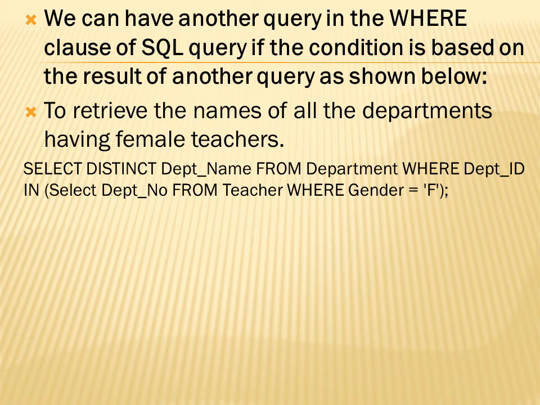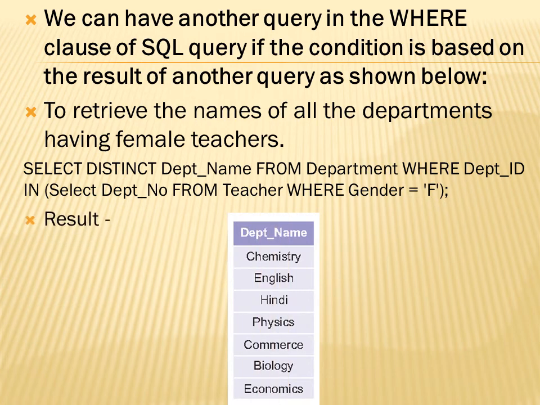So we are using this another query and we are putting it inside the bracket. When it gets executed, the bracket one gets executed first, after that the outside one gets executed and you get this result. You wanted the name of the department where the gender is female, meaning they have female teachers. So these are the names of the departments. No department is repeated because we have used the distinct command also.